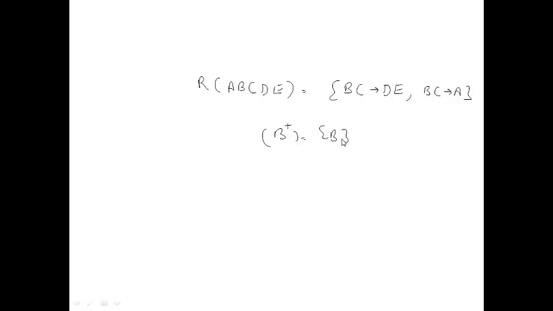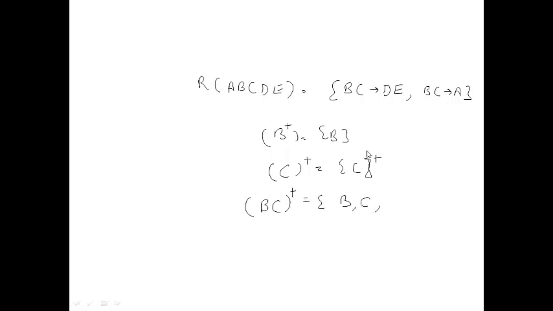We will take one more example. We have R with A, B, C, D, E, and the functional dependencies are BC determining DE and BC determining A. So if I want to find the attribute closure of B, it will be B only, because from B we cannot determine any other attribute. If we want to find the attribute closure of C, it will be C only, because from C I cannot determine any other attribute.